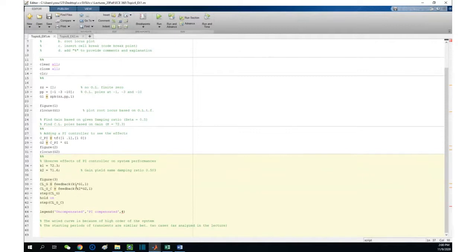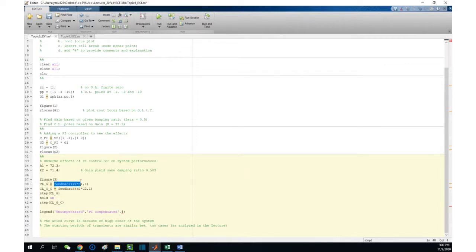So that you're able to see the improvement. Let's see the original uncompensated system. The gain is K1, 72.3, which is given. After compensation, what is K2? 71.4, right? Here it is 6, but that's fine. It gives you the same damping ratio, 0.503. That's fine.